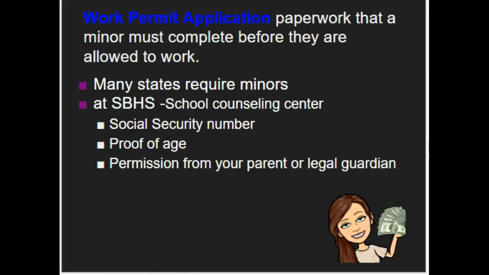When you're ready to start making money, you need to get a work permit. And go ahead and write this definition down. It's the paperwork that a minor must complete before they are allowed to work. Many states require it. And at SPS, the counseling center, is where you could pick up your working permit application or working papers. You'll need to know your social security number. You'll need to have a birth certificate for proof of age, and your parents and guardians must sign. But this is another form that has to be filled out before you actually get to start your job.